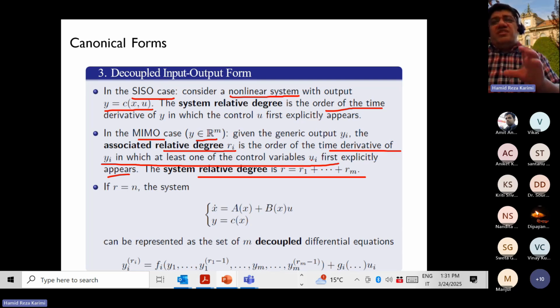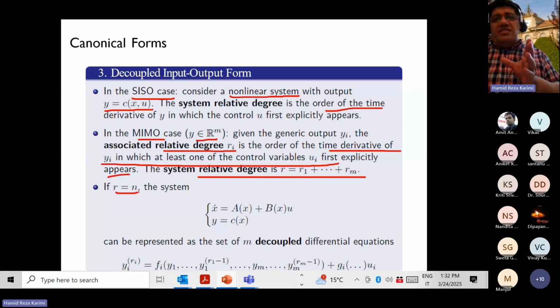If you search on the internet, you can easily see what a time derivative is. It means you need to take the derivative of the variable yi once, twice, three or four times in order for ui to appear explicitly, and this gives the relative degree. For the whole system, the total relative degree is R equals R1 to Rn.